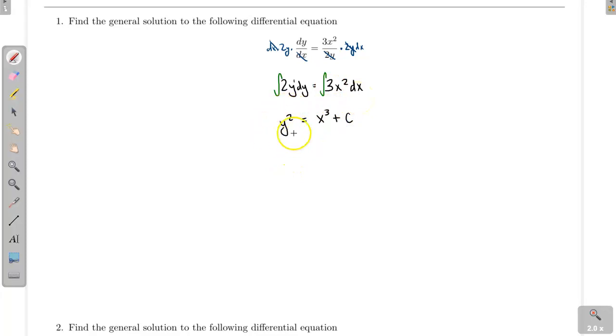And now that I took my antiderivatives, I want to solve for y. Right now it's just y squared, so I take the square root of both sides. And I get y equals plus or minus the square root of x cubed plus c. If we had to figure out c and had an initial value, we could determine this plus or minus, but right now we don't really know if the plus or minus is right, so we'll just leave them both.